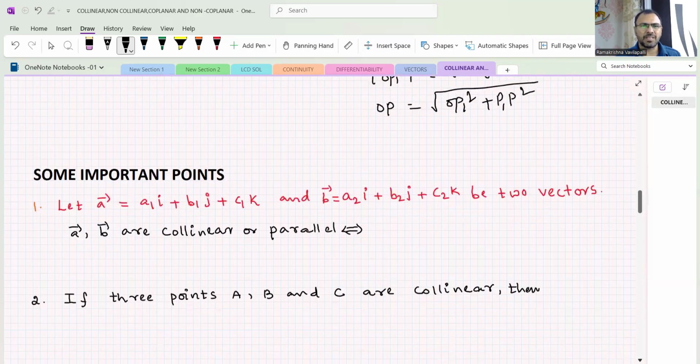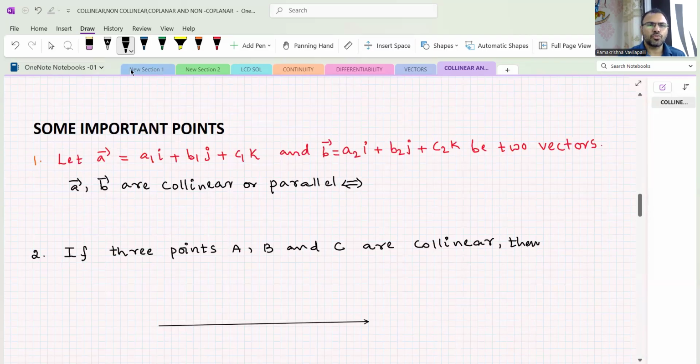Here you see. Suppose you consider two vectors. A bar is equal to A1i plus B1j plus C1k and B bar is equal to A2i plus B2j plus C2k. Be two vectors. A bar, B bar are collinear vectors, that is parallel, if and only if A1 by A2 is equal to, meaning the ratio of i components, is equal to B1 by B2 is equal to C1 by C2.